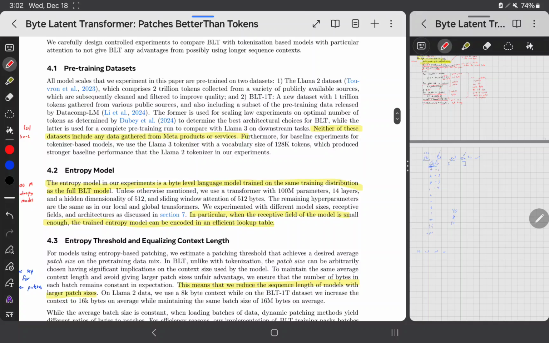So let's look at the results they have. They have a lot of results, so I don't want to talk through all of them.